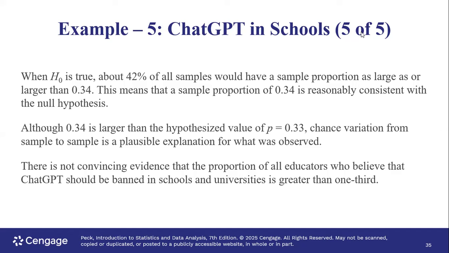But there is sample to sample variability. So even though 0.34 itself is slightly larger than the hypothesized value of 0.33, this is because of sample to sample variation. There is not convincing evidence that the population proportion of all educators who believe that ChatGPT should be banned in schools and universities is greater than one third. In other words, what we are saying by the last two sentences is that there is not enough evidence to support the alternate hypothesis. Remember, the alternate hypothesis was p greater than 0.33.